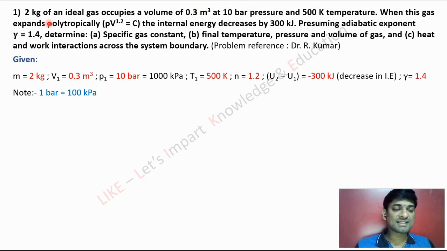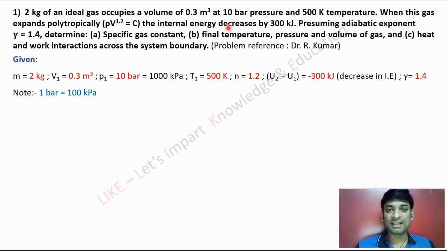When this gas expands polytropically, this is a polytropic process. If it is a polytropic process, the equation is PV power small n is equal to constant. For all polytropic processes, either this n value will be given or you have to determine the n. Look at this, n is given as 1.2. If it is an adiabatic process, instead of n, we will use gamma. Gamma for air is 1.4.